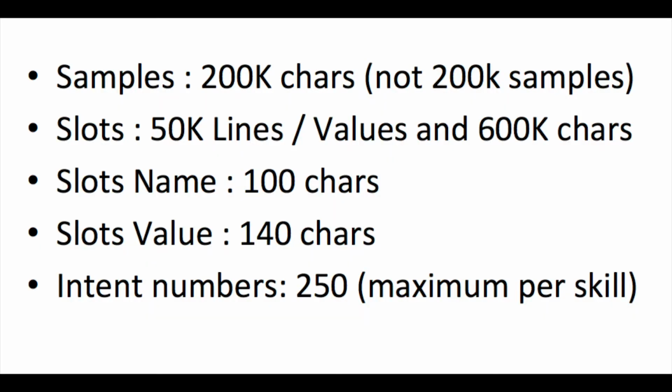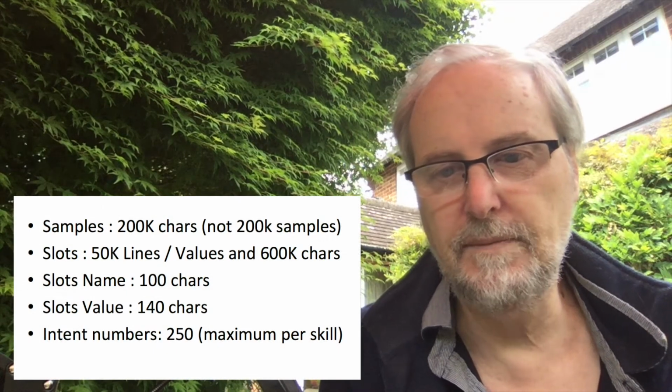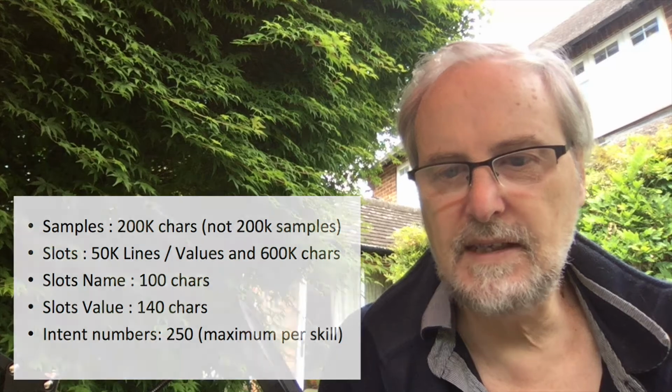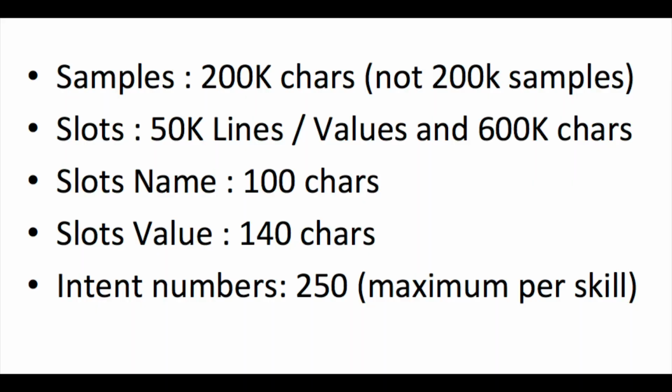Now the problem is that with the Amazon Echo there are limits for each type, and in particular the number of intents. The maximum number of intents was 250 about a year ago. They're increasing it all the time, so today it might be a little bit more, but the number of intents is a limitation, but the number of slots is very much higher at 50,000, and the number of samples is actually quite limited at 200,000 characters. This might sound a lot, but actually in my experience that is also quite a major limitation.